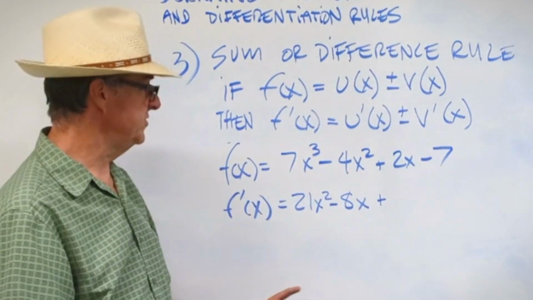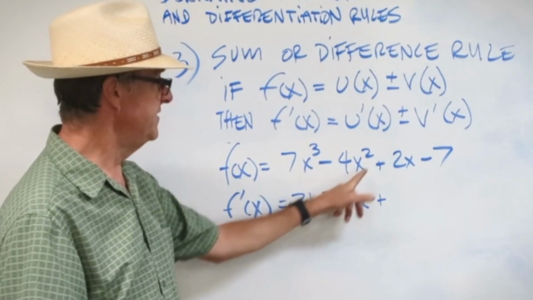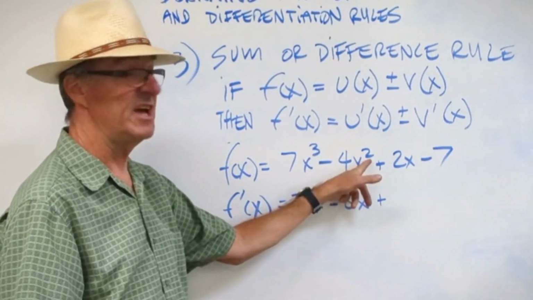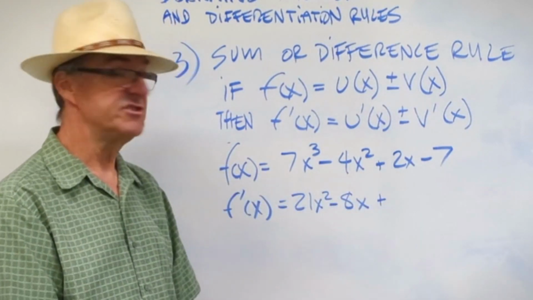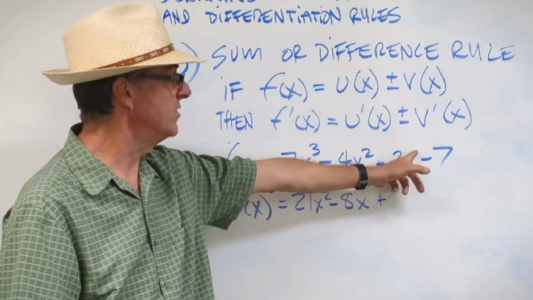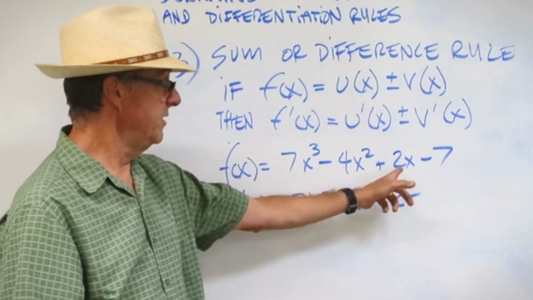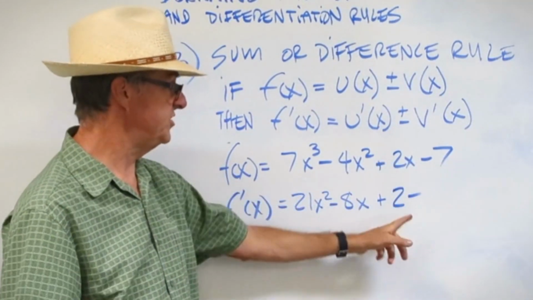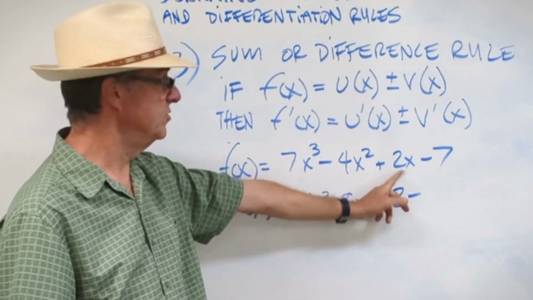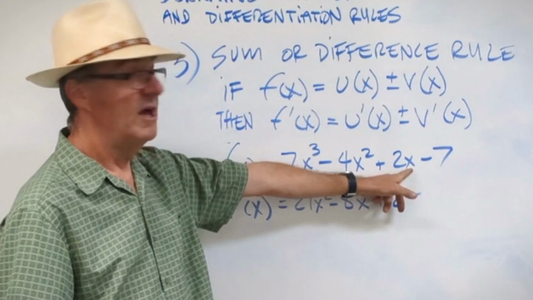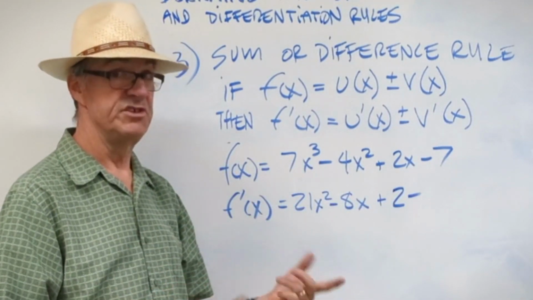All right, so I did the first 2 terms. Those are straightforward applications. This becomes 21x squared, and then this one becomes minus 8x because that's x to the 1. But how about 2x? The trick here is to realize that this is 2x to the first power. So pause the video, create that derivative. So the derivative of 2x to the first is just 2, because I take my 1, I bring it down and multiply it by the 2, so that gives me a 2. Now, x to the 1 minus 1 is x to the 0, which is just 1.